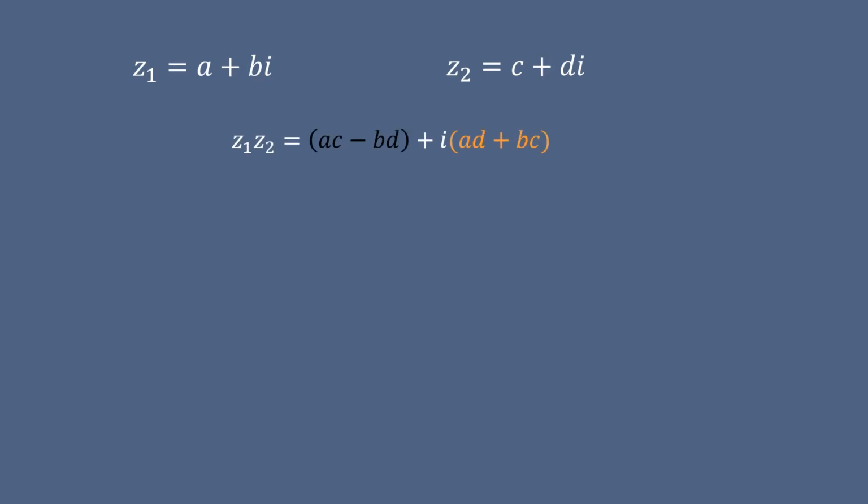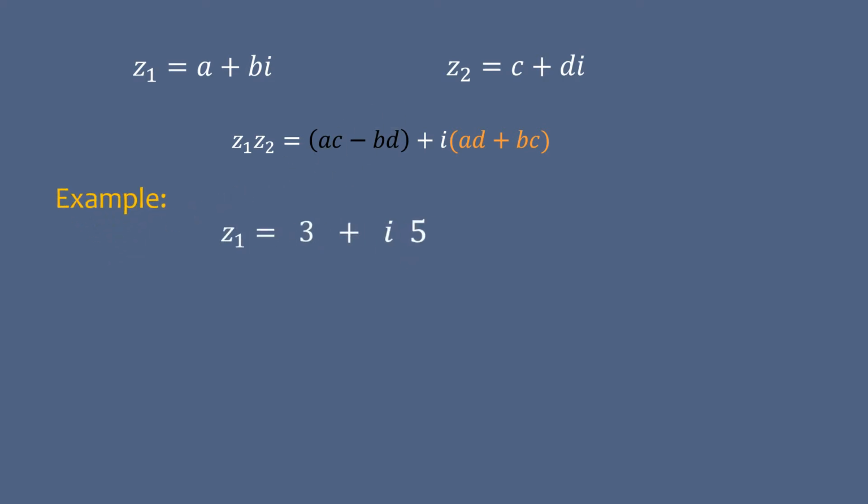It means the multiplication of a with c and subtracting from it the multiplication of b and d, which will be our real part, and multiplying a with d and adding it to the multiplication of b with c, which will be our imaginary part. To understand it better, let us consider an example.